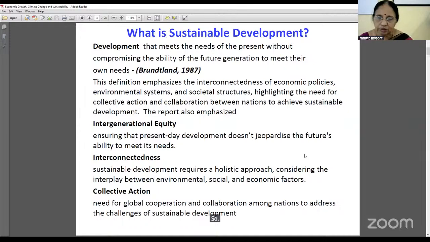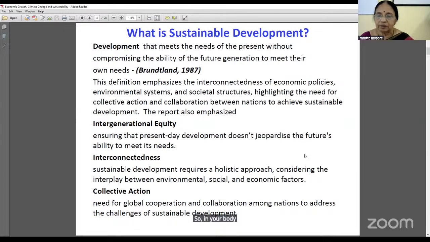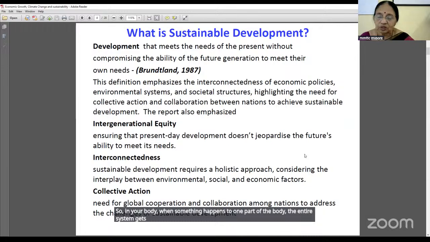So the sustainable development definition also talks about interconnectedness, and interconnectedness means what? It requires a holistic approach. When everything is interconnected, you should have a holistic approach. I can give our own human body as an example of a system. When something happens to one part of the body, the entire system gets affected. To attend to that, you need a holistic approach. Similarly, sustainable development also requires a holistic approach.